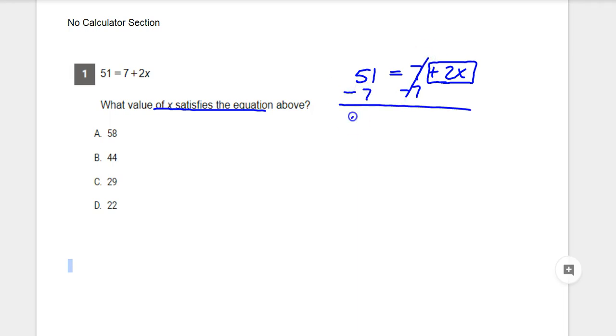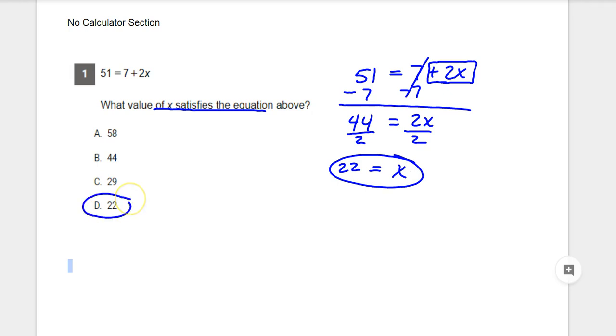And that gives me 44 equals 2x. And then the opposite of multiply is divide. So I'm going to divide both sides by 2, which gives me an answer of x equals 22. So I believe the correct answer is D.